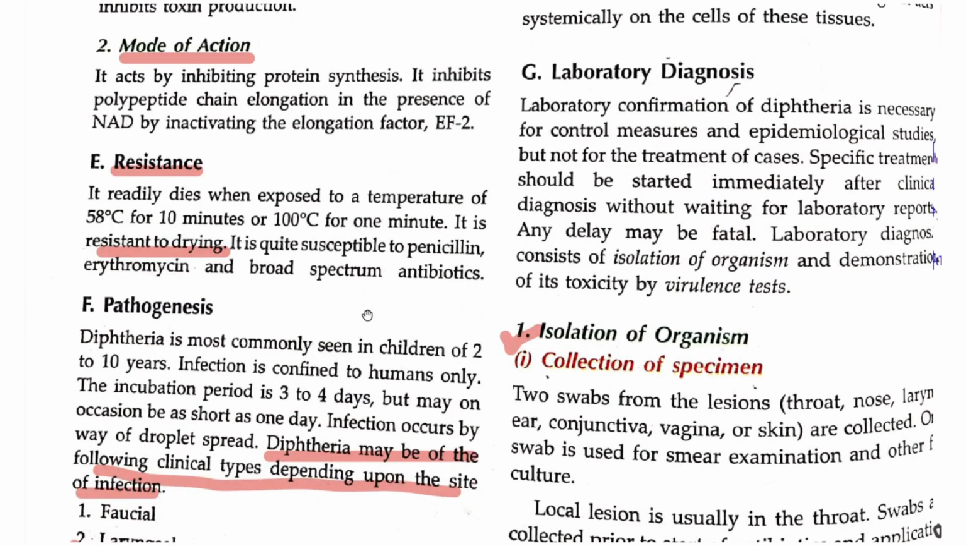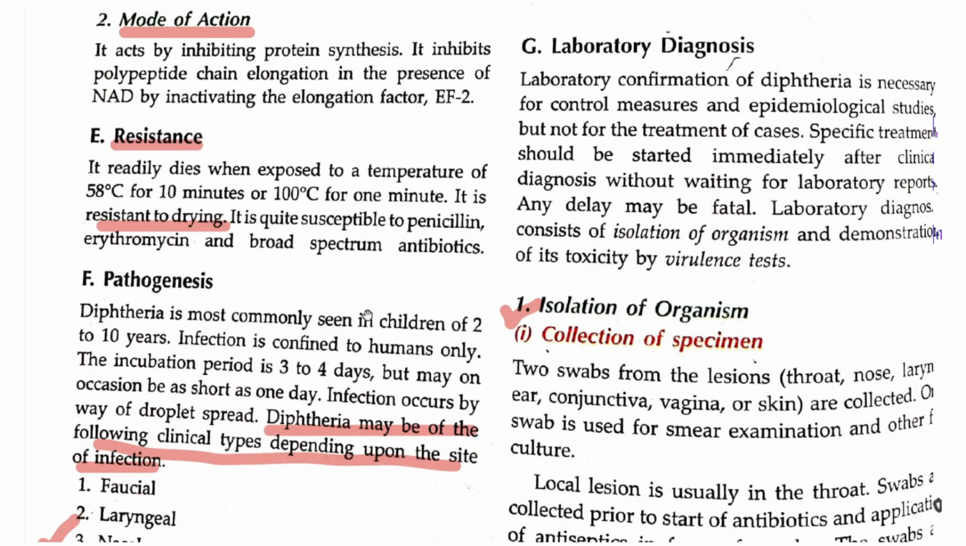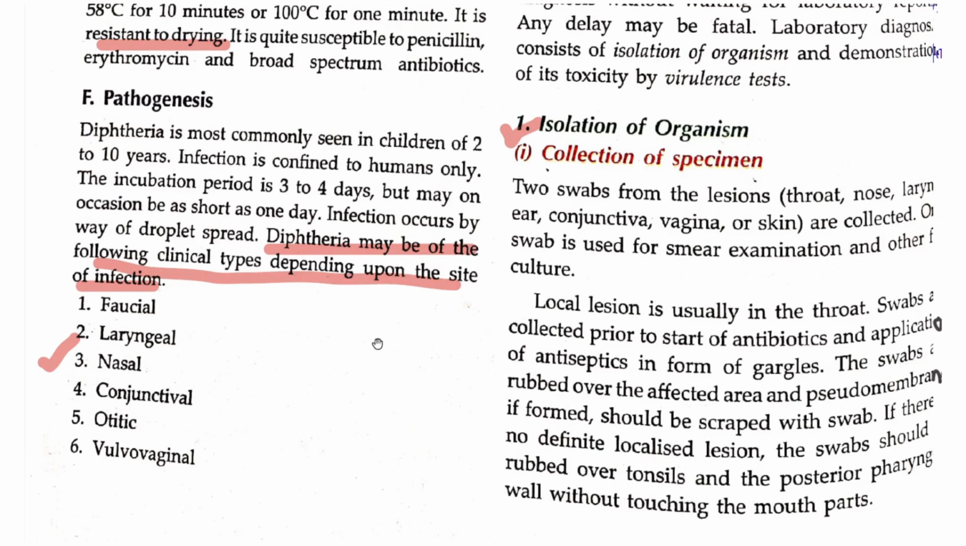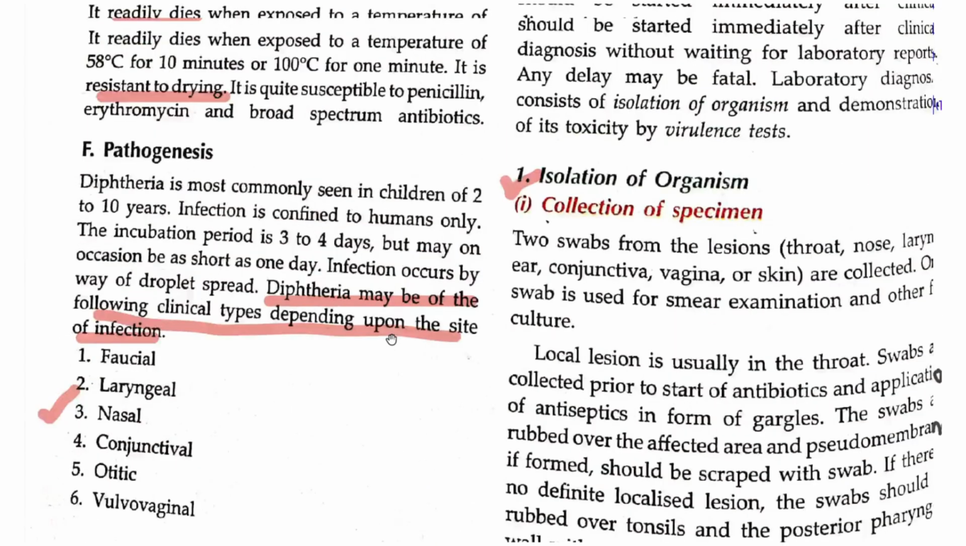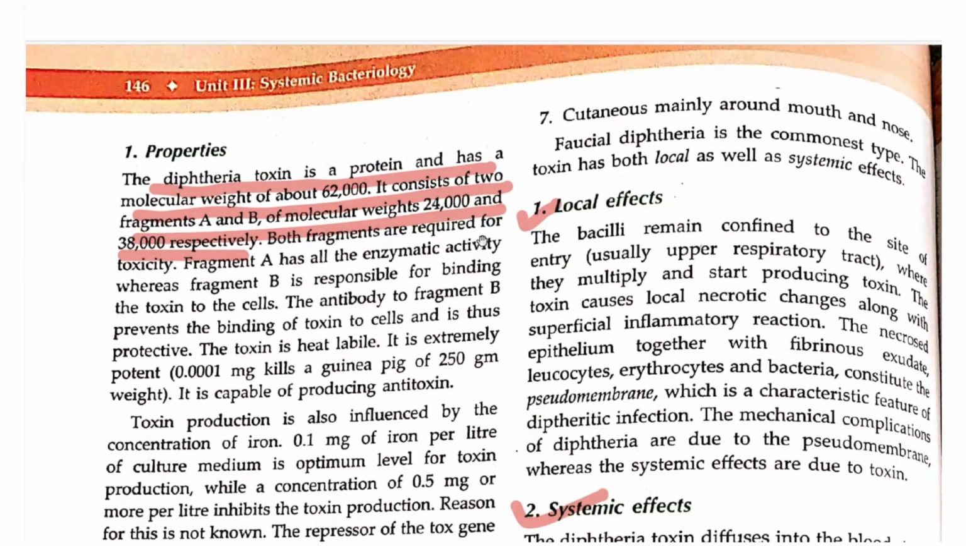Diphtheria may be one of the following clinical types depending upon the site of infection. There are 7 different types on which the diphtheria toxin may be spread. First is the faucial, followed by laryngeal, nasal, conjunctival, otitic, vulvovaginal, and cutaneous, mainly around the mouth and nose.